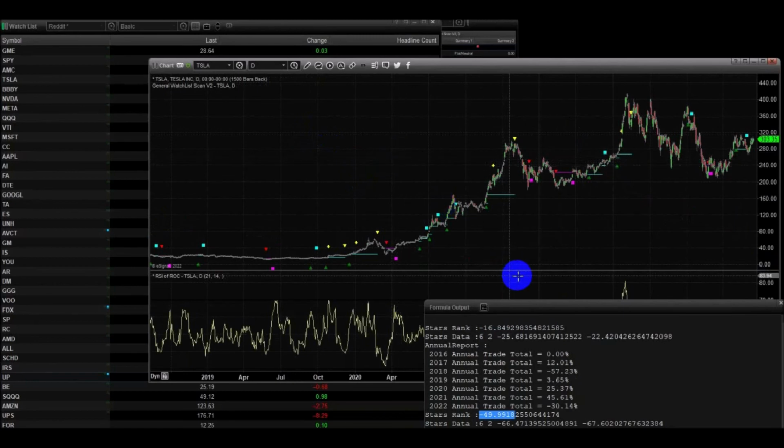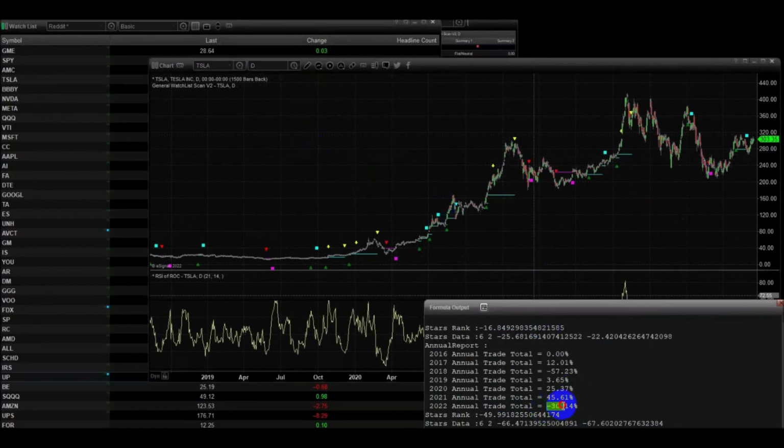Tesla has performed fairly poorly this year. It's trading sideways in a big volatile range. It has made a ton of money in the past. It's at minus 2% and minus 1.6% the way I calculate these.